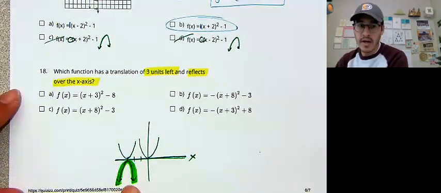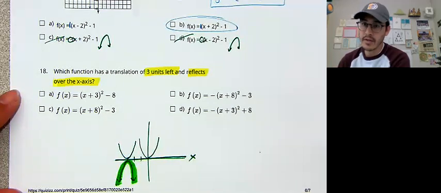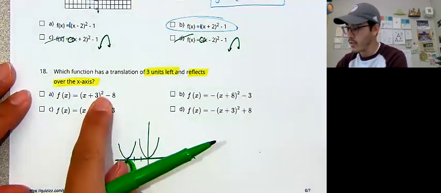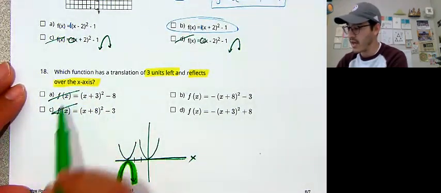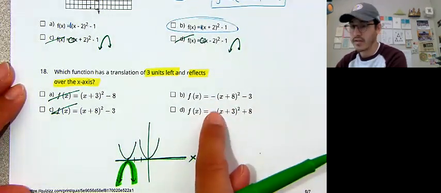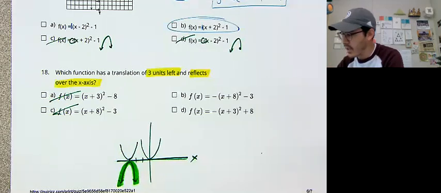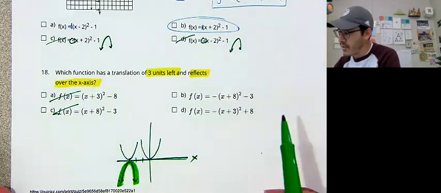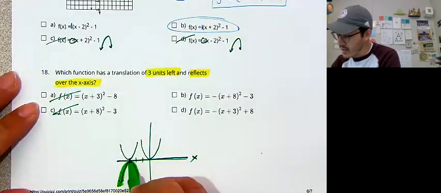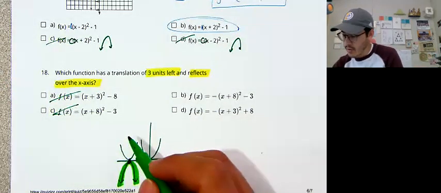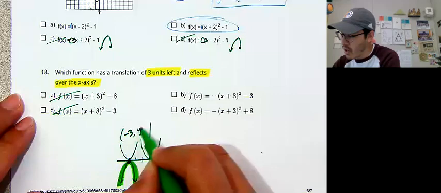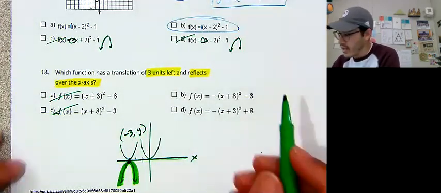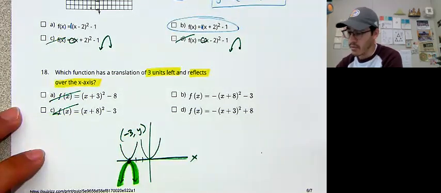All right, so because it's opening down, we know that there must be a negative sign in front of the squared term. This squared term does not have a negative sign, so that can't be it. That squared term doesn't have a negative sign either, so that can't be it. Both of these squared terms have negative signs, so they're still in the running. We also know that this point is going to have an x-coordinate of -3. The y-coordinate we don't know yet. But the x-coordinate is -3 because it did shift 3 units to the left, and that's our h value.